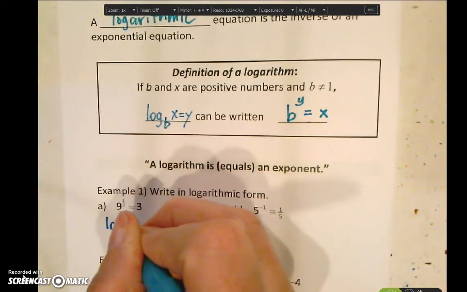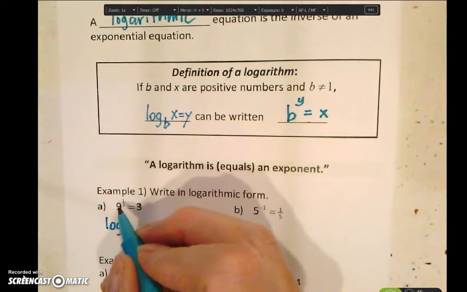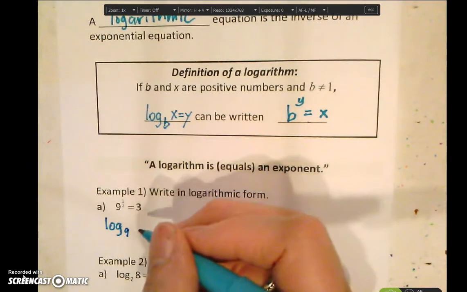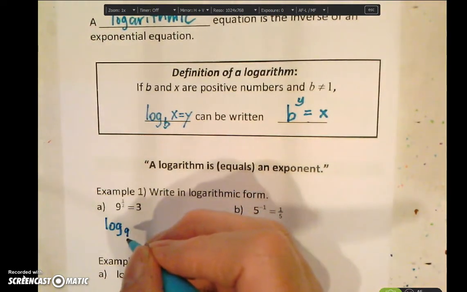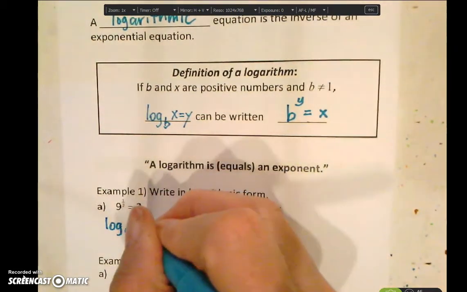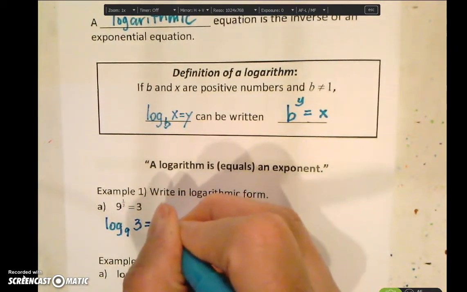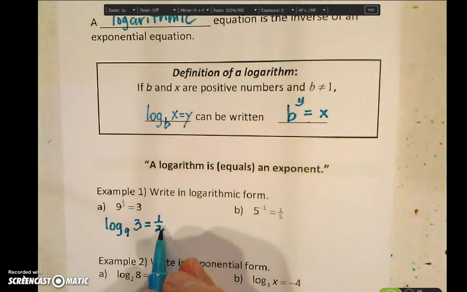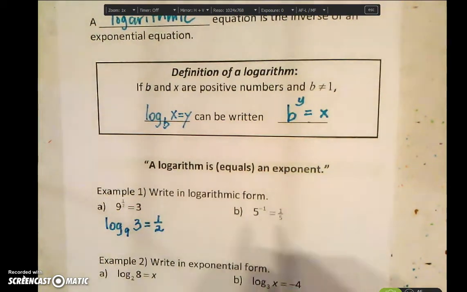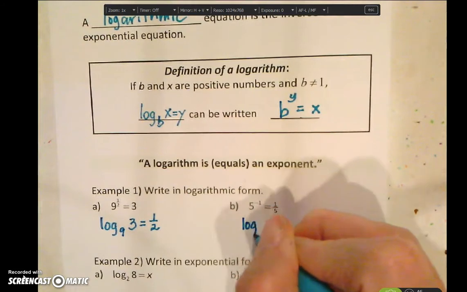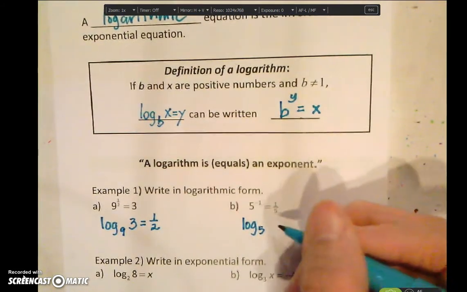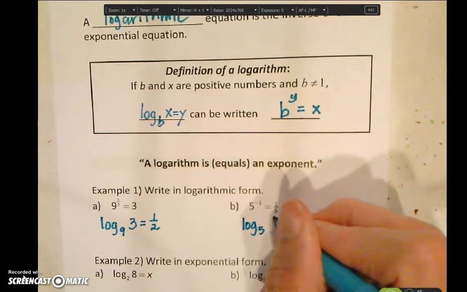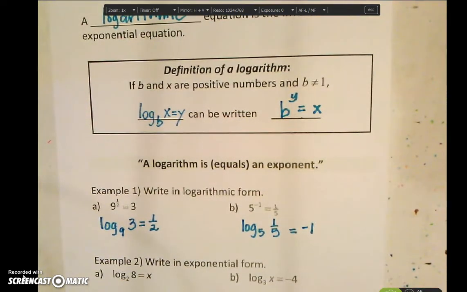So I'm going to do log. It's going to be a base, and the base is the same as the base of the exponential. So this is going to be log base 9 of 3 is going to be equal to 1/2. So the log is equal to the exponent right there. Over here, the base is 5. It's going to be equal to the exponent, which is -1, so that leaves the 1/5 to go in this spot right there.